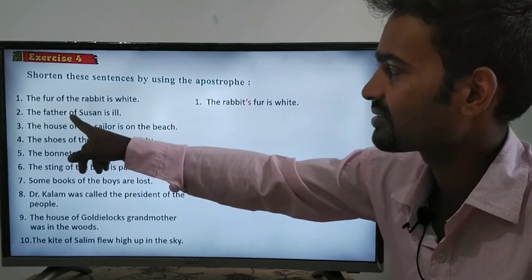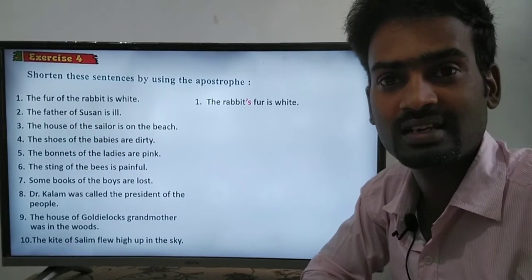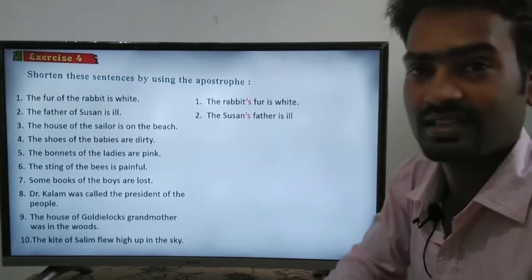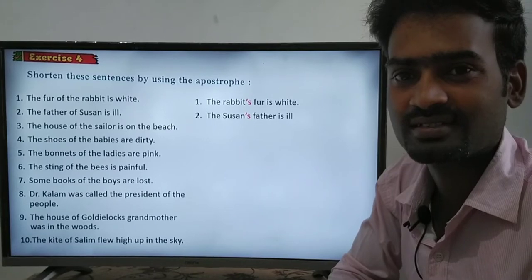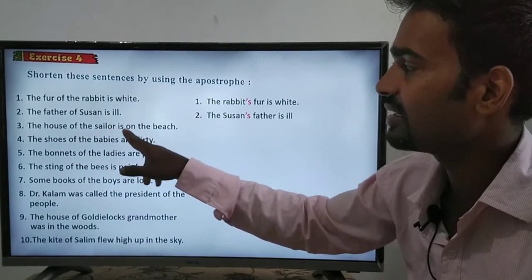The father of Susan is ill. Whose father is ill? Susan's father is ill. Susan's father is ill. Whose father is ill? Ask the question. Then the next one, the house of the sailor is on the beach.